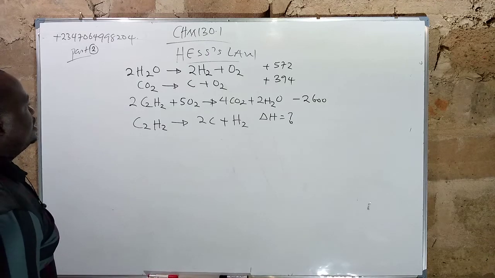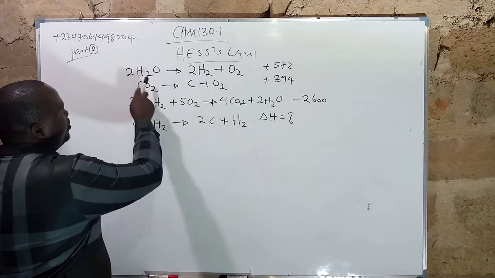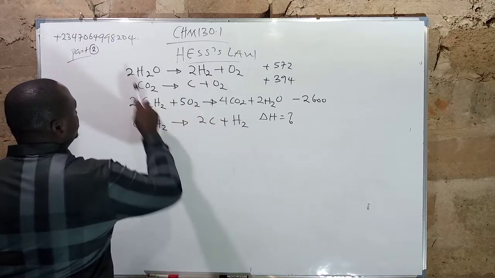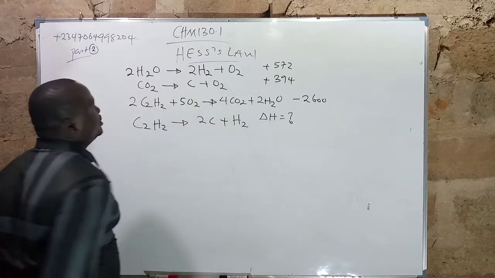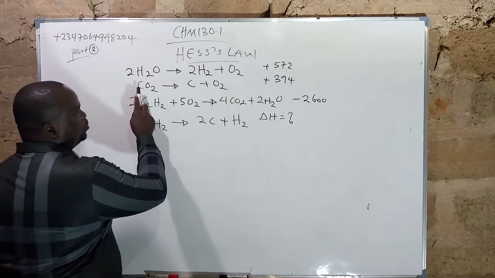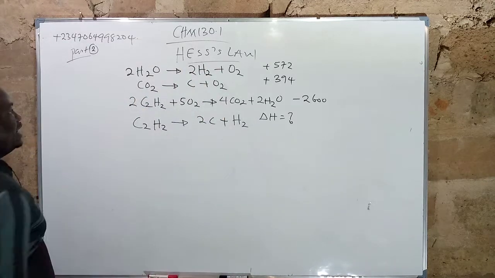And of course, the first thing we are going to consider in this equation, can you see that we are not going to bother ourselves with this? Why? Do you know the reason? Because water appeared here and here, so it's not our business. And of course, you are not going to bother yourself with CO2. Why? Because it appeared here and here. So the next thing you should bother yourself with is hydrogen here.